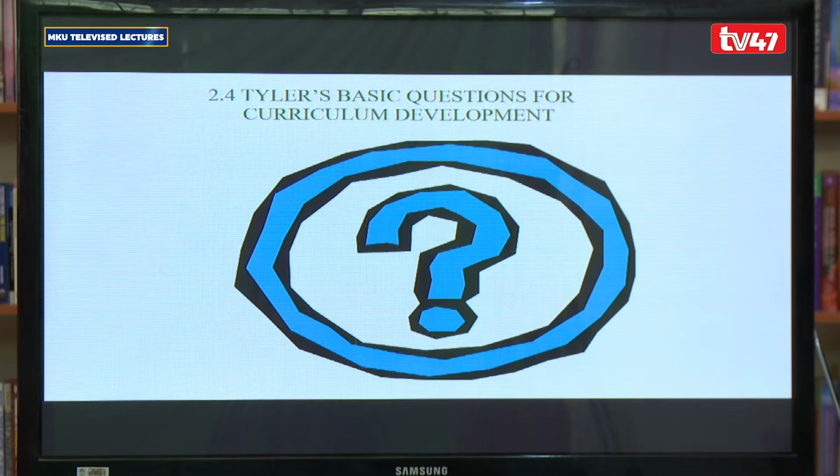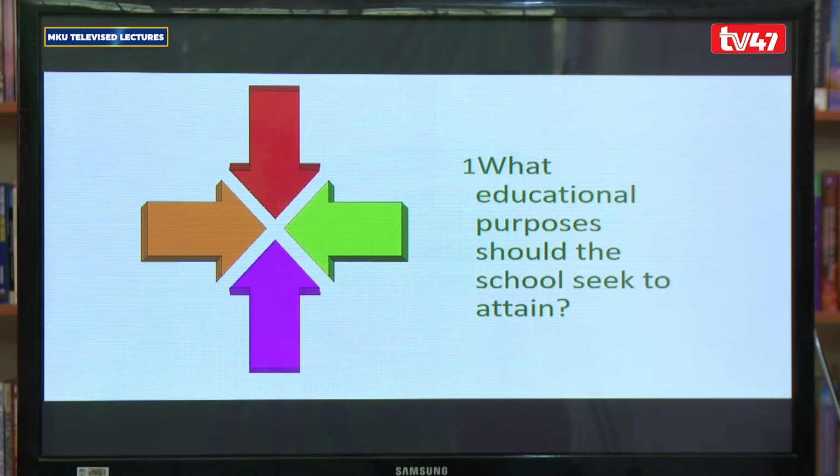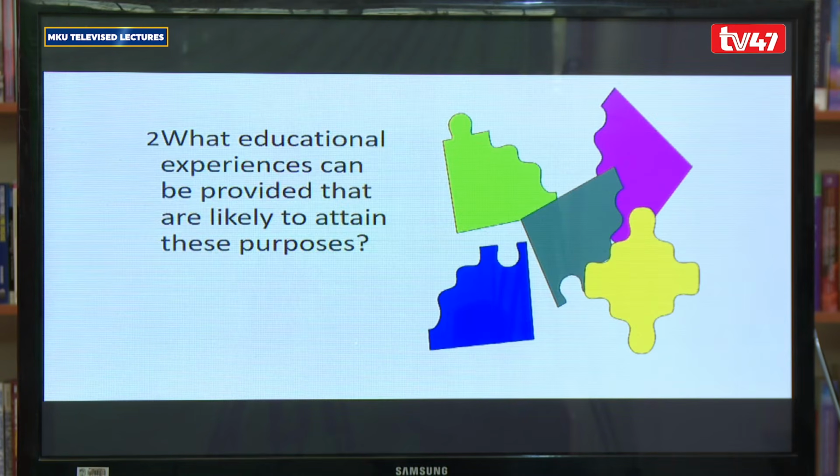Now we have certain basic questions that we need to ask ourselves when it comes to the development of the curriculum. And Tyler gave us the basic questions that are very critical to curriculum development. There are 4. The first one is, what educational purposes should the school seek to attain? What is it that the school is seeking to attain? Then secondly, what educational experiences can be provided that are likely to attain these purposes? What is it that we are going to do so that the students can attain what they have to attain?